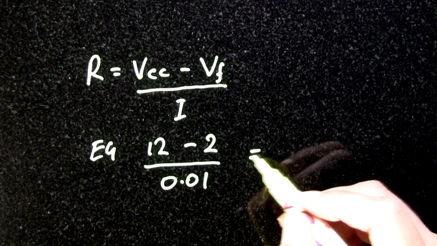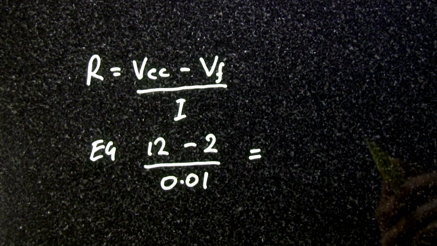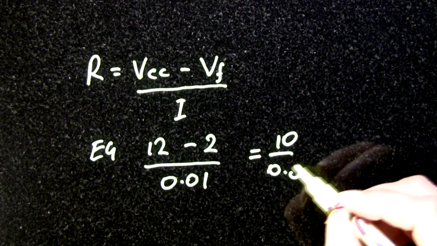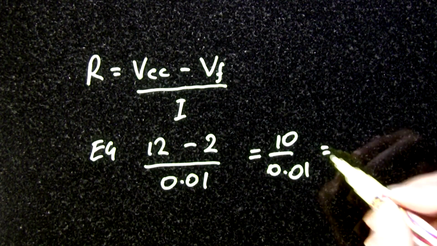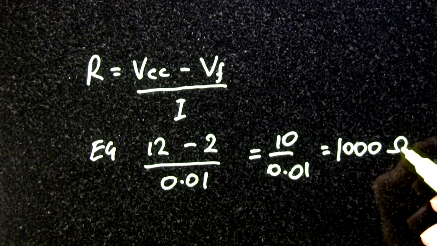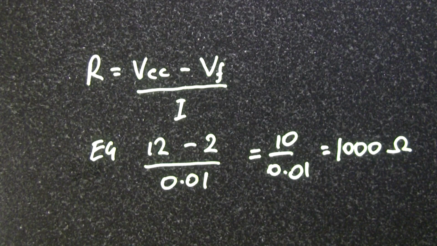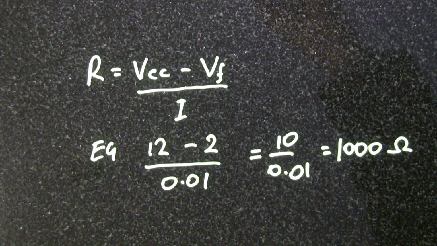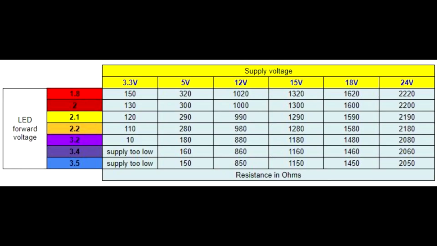So let's do an example. In this example we'll take 12 volts as the supply voltage and 2 volts as the LED forward voltage. So we subtract 2 from 12 and then we divide that by the current that we want, which in this case is 10 milliamps. So that gives us a result of 1000 ohms. So that's our resistor, 1000 ohms. This chart shows the different series resistors for different supply voltages and for a number of different LED colours.